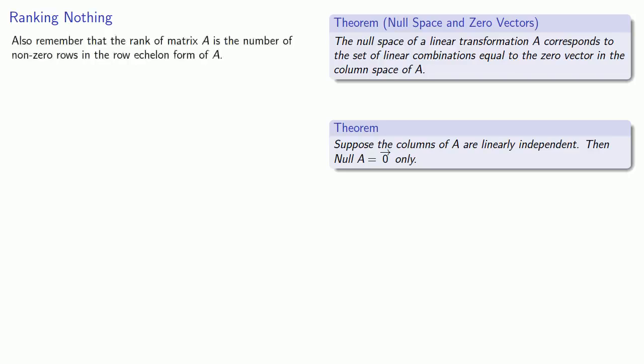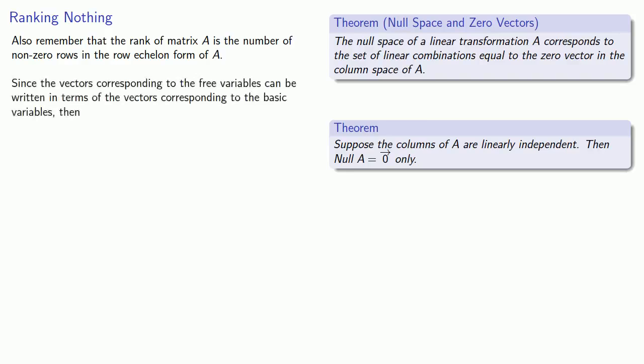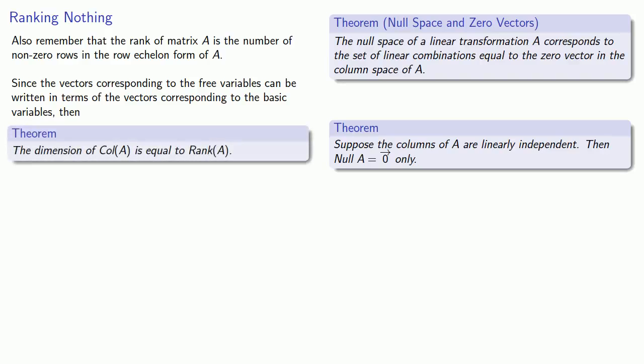Remember that the rank of a matrix is the number of non-zero rows in the row echelon form of A. Now, every one of those zero rows corresponds to a free variable, and since the vectors corresponding to the free variables can be written in terms of the vectors corresponding to the basic variables, then we get the following theorem. The dimension of the column space of A is equal to the rank of A.